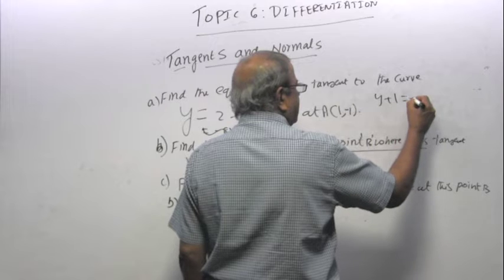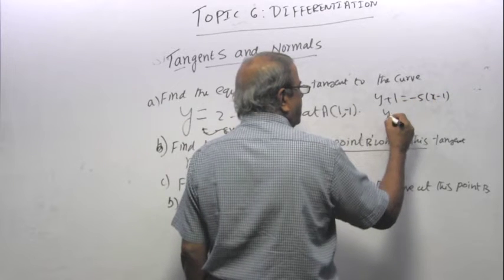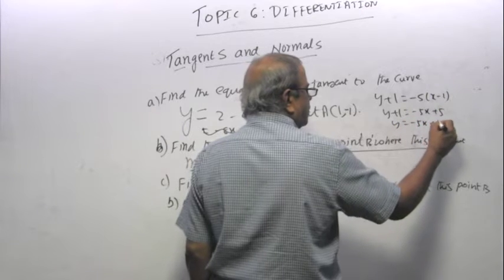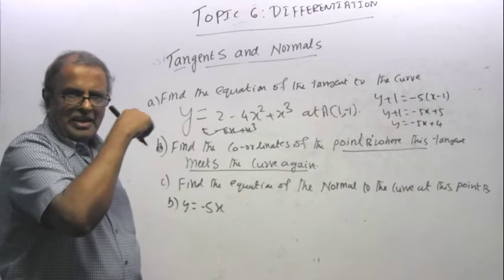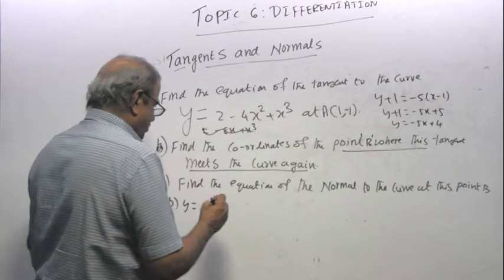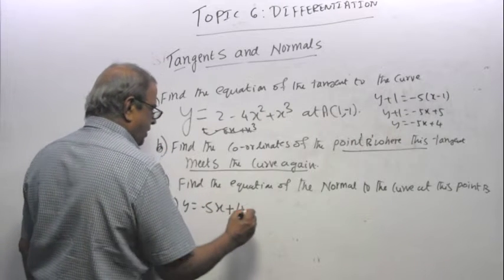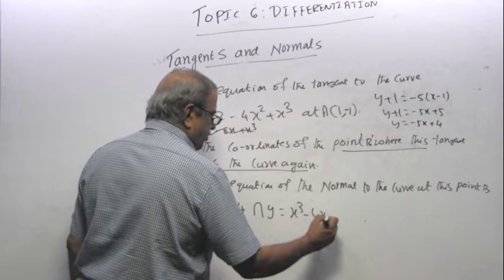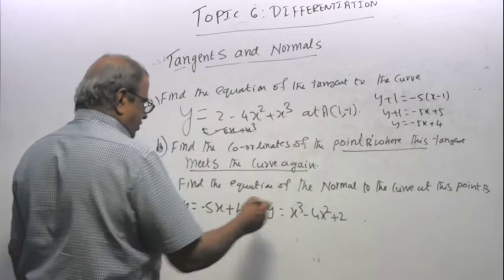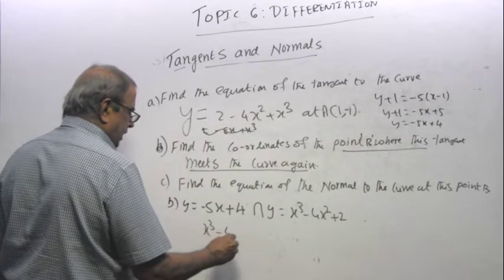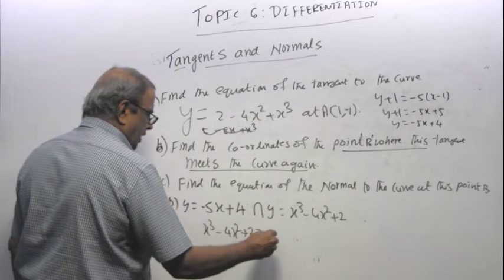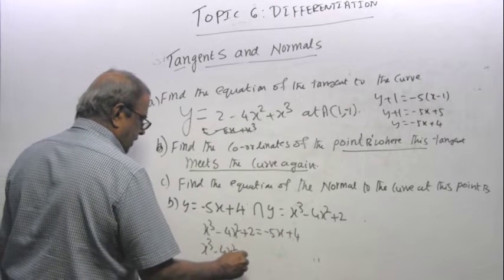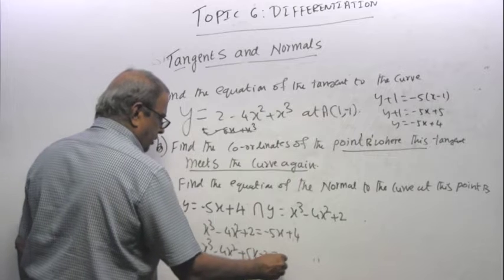y plus 1 is equal to minus 5 times x minus 1. y plus 1 equal to minus 5x plus 5. y equal to minus 5x plus 4, not plus 6. Please change that to plus 4. I realize that. So y equal to minus 5x plus 4 intersection y equal to x cubed minus 4x squared plus 2. So I can say x cubed minus 4x squared plus 2 equal to minus 5x plus 4, or x cubed minus 4x squared plus 5x minus 2 equal to 0.